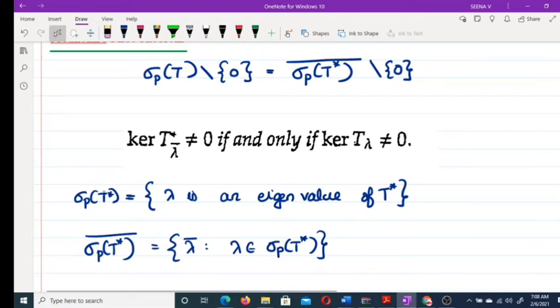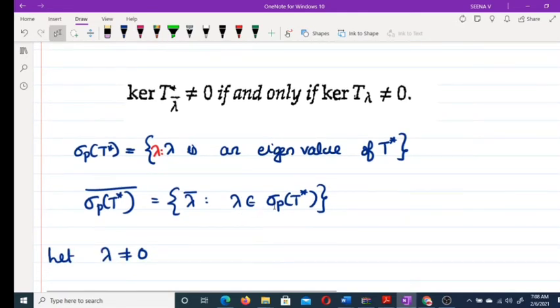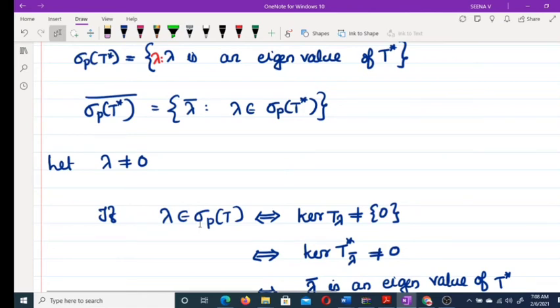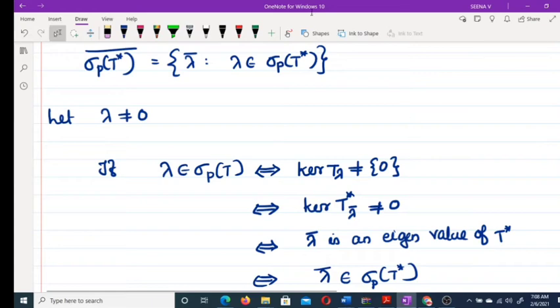What is sigma_p(T star)? It is the set of all lambda such that lambda is an eigenvalue of T star. Sigma_p(T star) conjugate means lambda conjugate such that lambda belongs to sigma_p(T star). Let lambda not equal to 0. If lambda belongs to sigma_p(T), what is the meaning of that? It means lambda is an eigenvalue of T, which means there exists an x not equal to 0 such that (T minus lambda I)x equal to 0. That means kernel of T_lambda is not equal to 0. So lambda belongs to sigma_p(T) if and only if kernel T_lambda is not equal to 0.